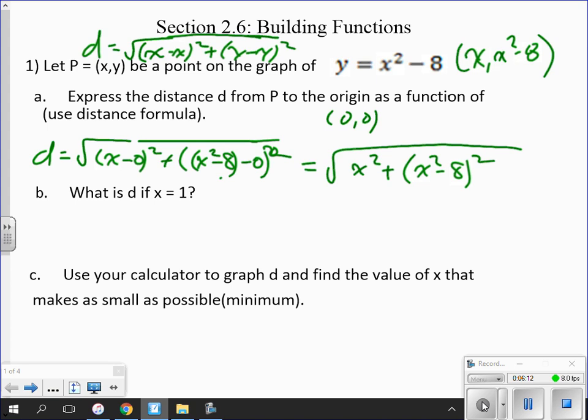So here's what you do have to do. First one, what if x is 1? How do you figure out what the difference is when x is 1? Plug in 1 for x and solve it.